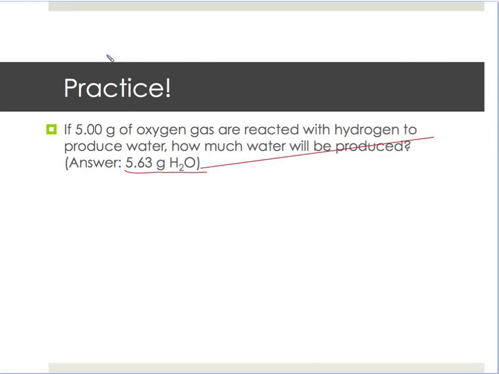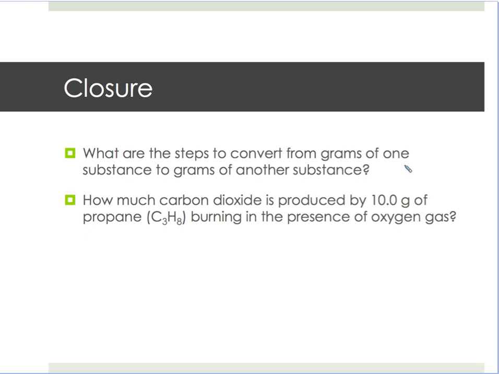If you get something different, double check your work, double check your steps, because we missed something along the way. So that's your practice to do. There's your answer, so you know what you should get when all is said and done. Here are some closure questions I'd like you to be able to answer. So you need to be able to tell me and kind of walk me through the steps to convert from grams of one substance to grams of another substance. It's the essence of this lesson.